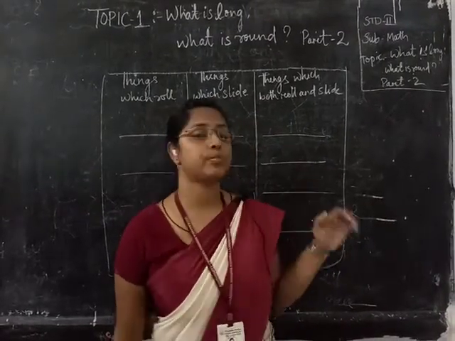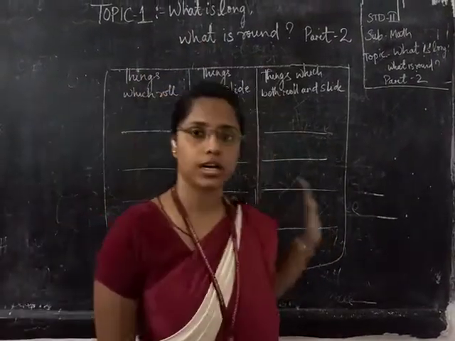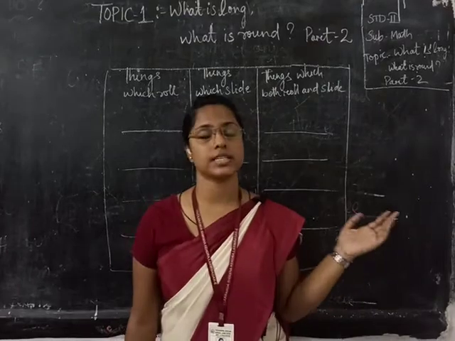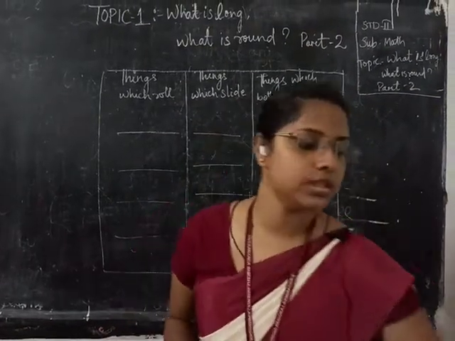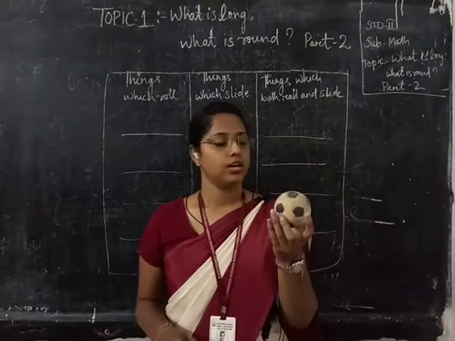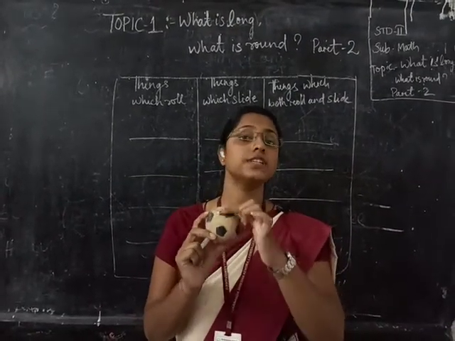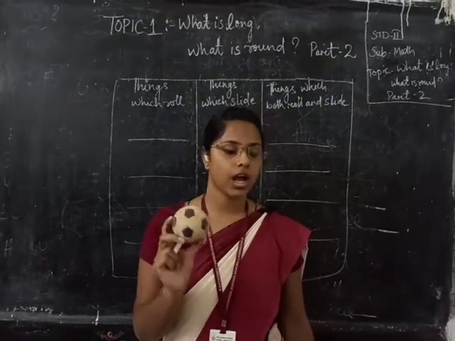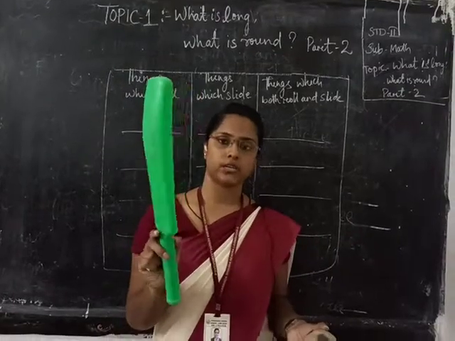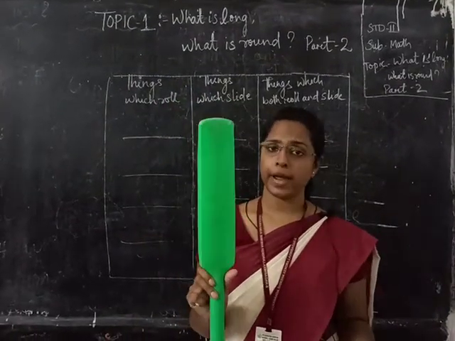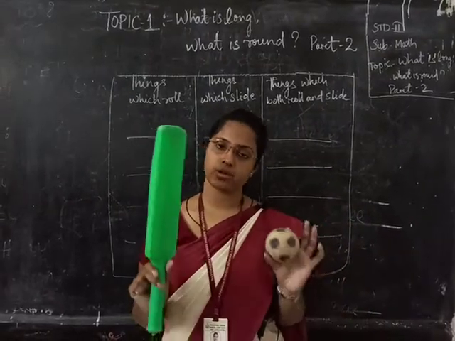Today we will start part 2 of the topic what is long and what is round. Before class we have read about what is long and what is round. For example, I have shown you this ball, and this is round and it has a curved surface. Another thing I have shown you is this bat, and the bat is long. So we have read about these things.